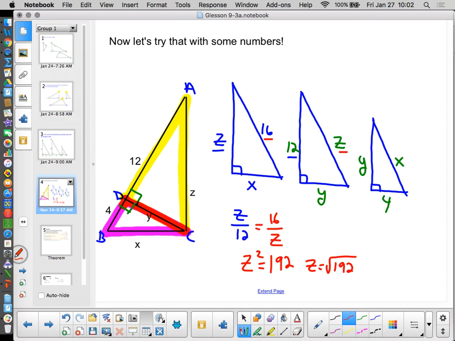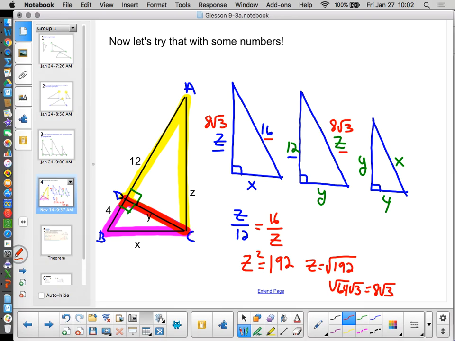Let's see. 192 divided by, I think, 64 goes into that, doesn't it? Yeah. But there it is. I've now found that Z is the square root of 192, or 8 root 3. Okay. Now that I have that, now I can start figuring out how long X and Y are using Pythagorean theorem. And once I have X and Y, I'm all good.